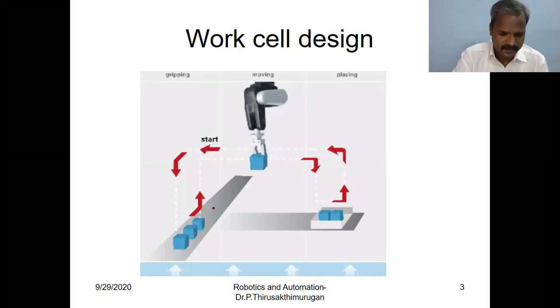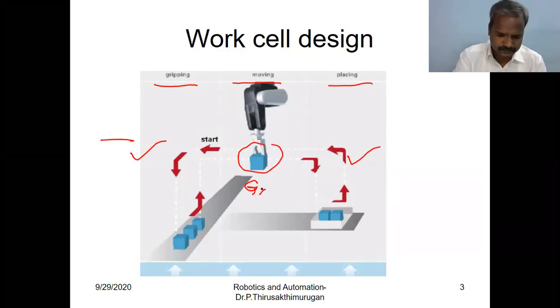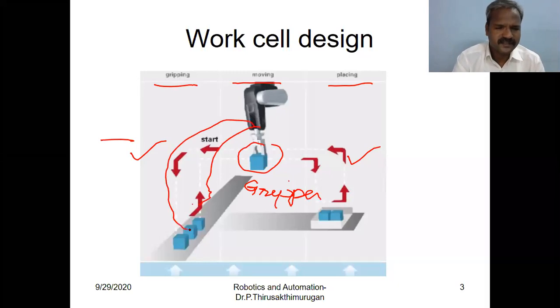This is the gripping stage. This is the moving of the object. This is the placing. So it covers from the gripping stage to the placing, pick and place. This is a work cell design for a pick and place tool. The manipulator has this gripper, which picks the object from this place, moves to this place, places it here and moves on.